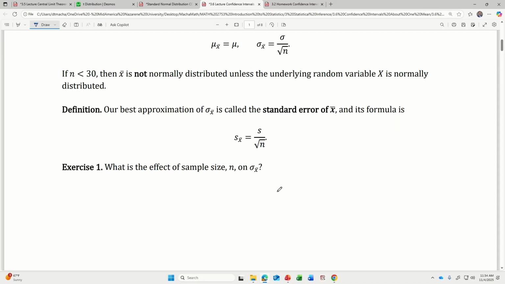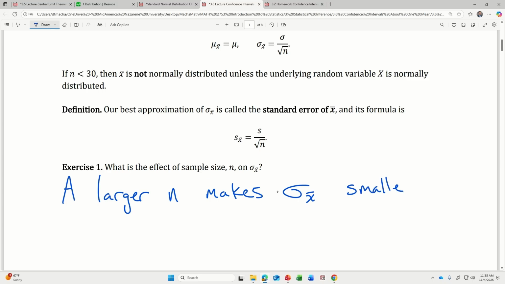And one last thing I'll say is, if I ask you on a test, what's the effect of the sample size? A larger sample size makes the standard deviation of the sample mean smaller, right? Because it's in the denominator. That's all you have to say.